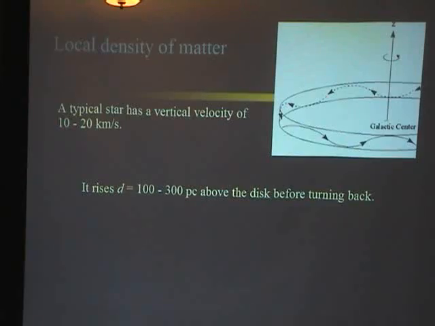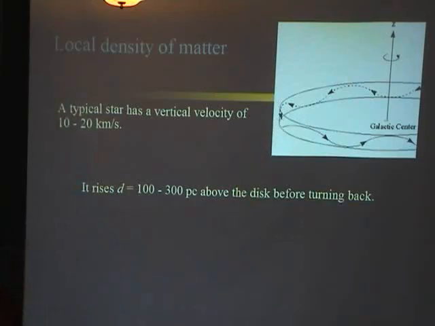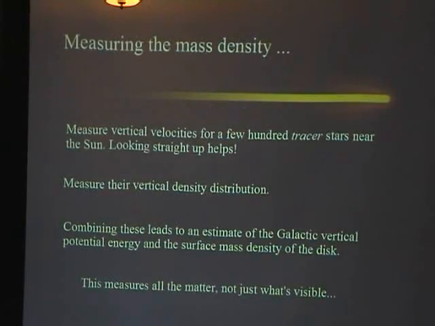Okay, so let's return to this astrophysical issue. The Sun, a typical star in the disk of the galaxy, is moving upwards with 10 to 20 kilometers per second, and will rise some 100 to 300 parsecs above the disk before turning back. That is completely controlled by the amount of matter in the disk, and that's a method you can use to measure the mass of the disk.